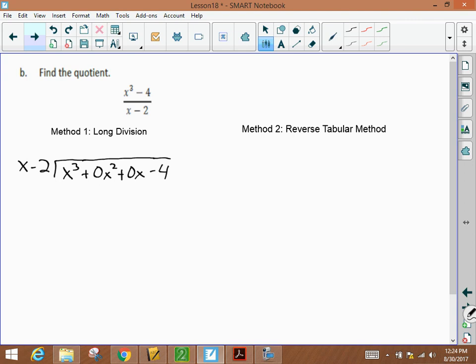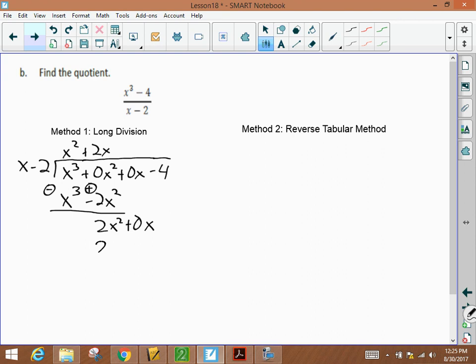What do I need to multiply x by to get x cubed? That's going to be x squared. When I multiply that out, I wind up with x cubed minus 2x squared. I'm going to change the sign and add. Drop down my 0x. All right. What do I need to multiply x by to get 2x squared? Well, that's going to be 2x.